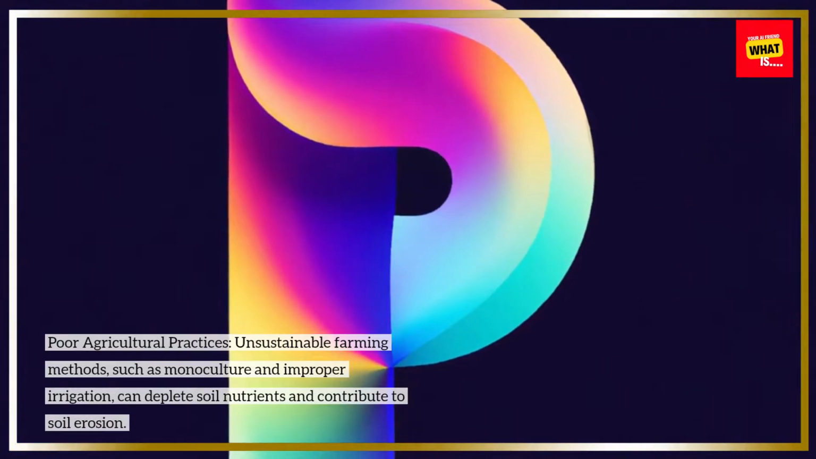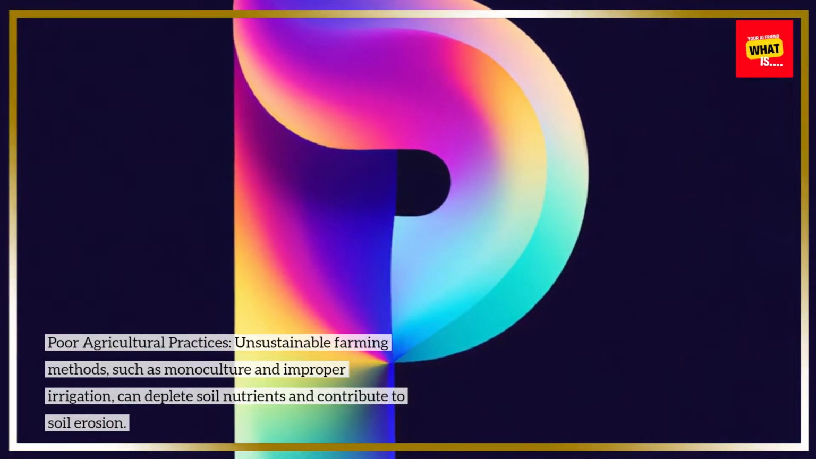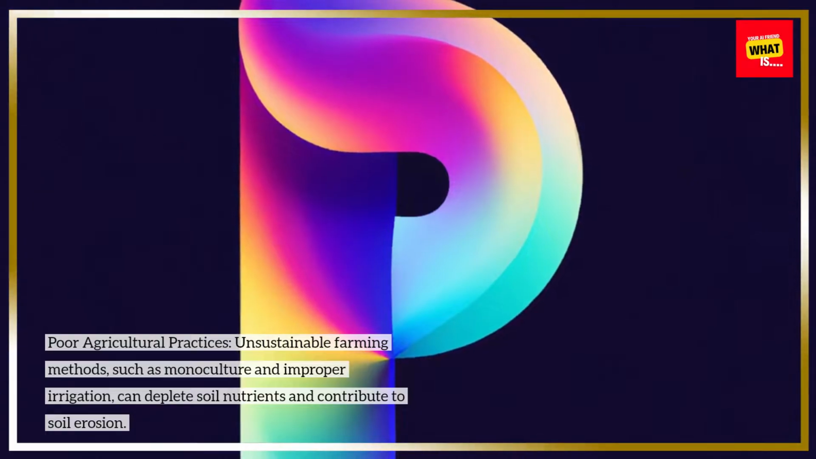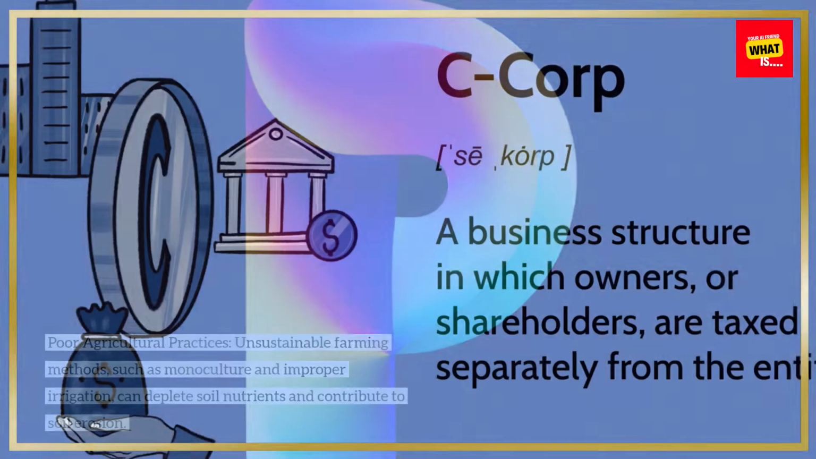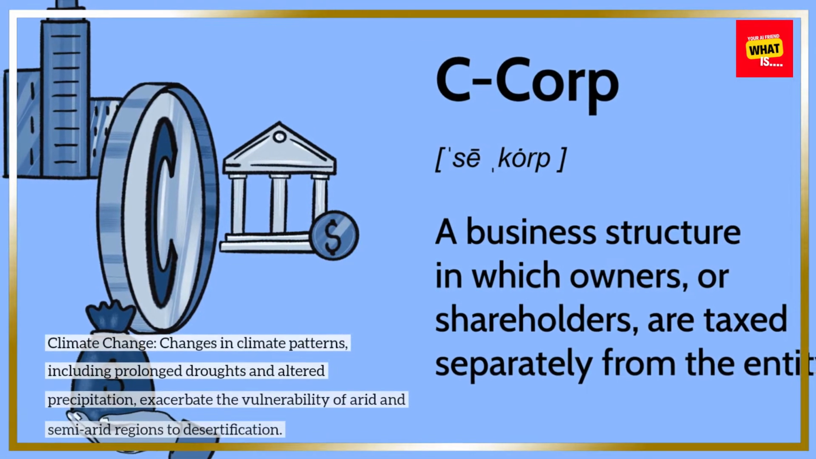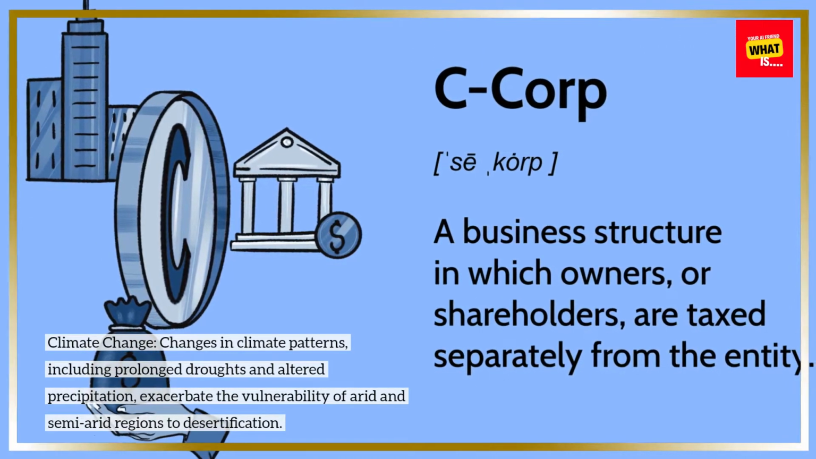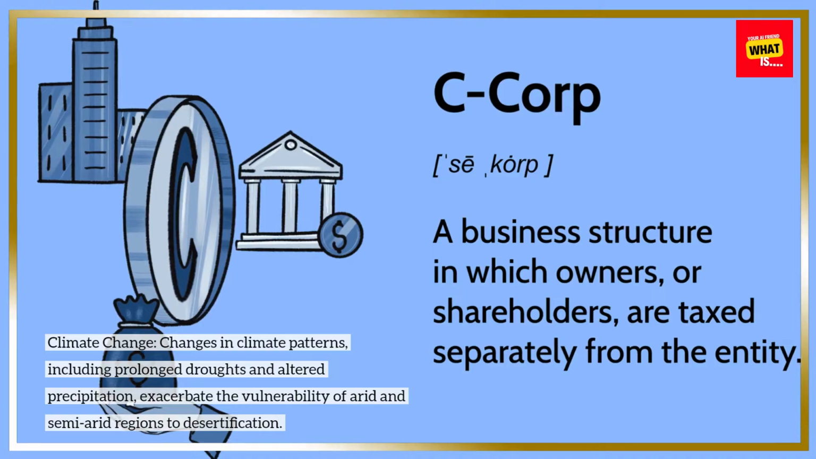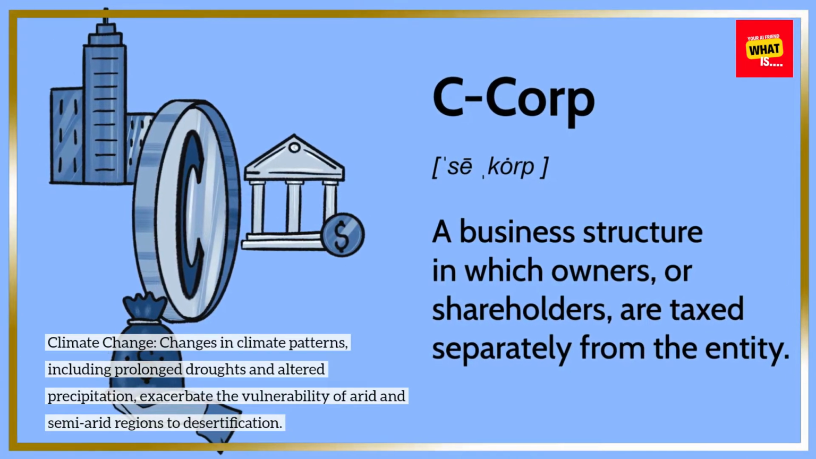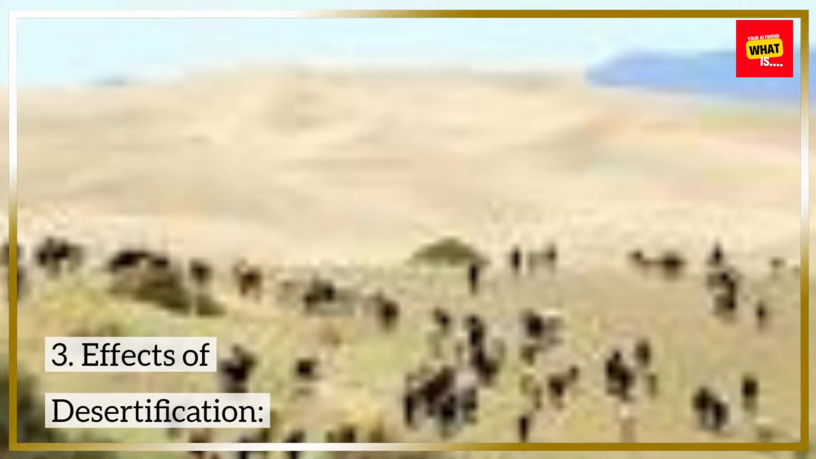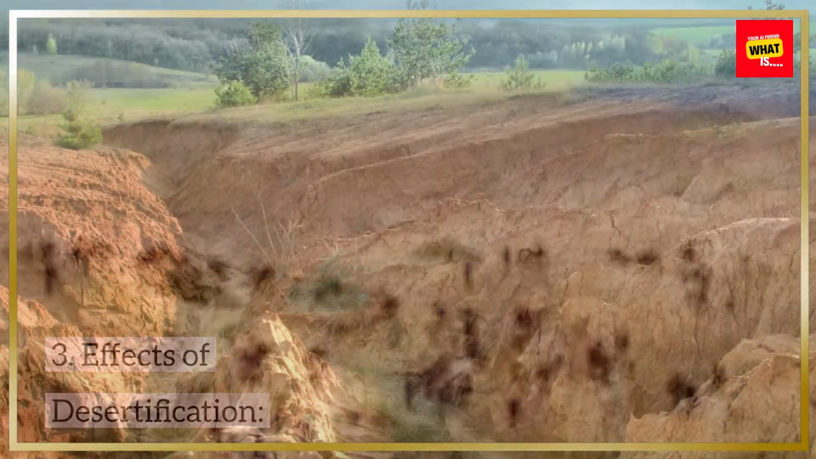Unsustainable farming methods, such as monoculture and improper irrigation, can deplete soil nutrients and contribute to soil erosion. Climate change. Changes in climate patterns, including prolonged droughts and altered precipitation, exacerbate the vulnerability of arid and semi-arid regions to desertification. 3. Effects of desertification.